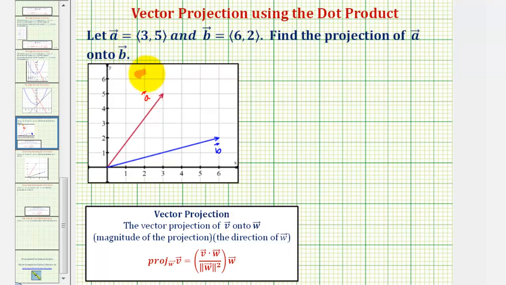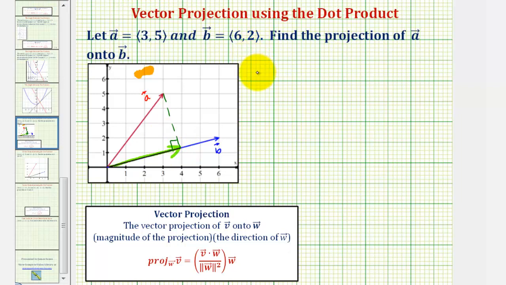somewhere up here. The shadow of vector A on vector B would be the projection of vector A onto vector B. It's helpful to sketch a right triangle using vector A and B to sketch the projection. If we drop a perpendicular from here, this leg of the right triangle would be the projection of vector A onto vector B.